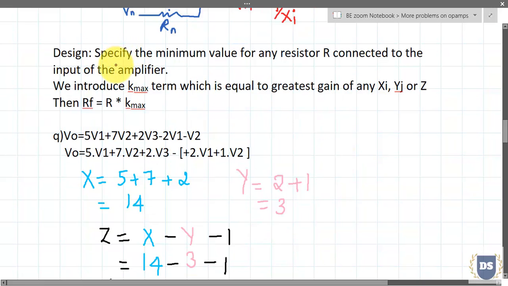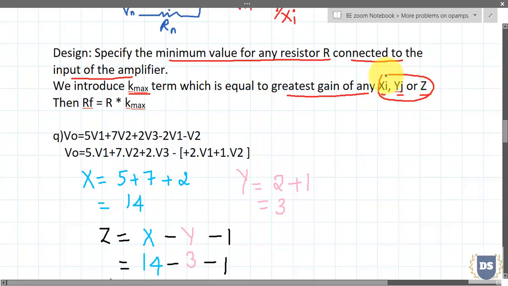And the design approach that we employ here is, we will specify the minimum value for any resistor R connected to the input of the amplifier, and we introduce new terminology called Kmax, which is equal to the greatest gain of any Xi, Yj or Z. So whichever is greater out of all the three, we will assign that value to Kmax. Then Rf is given as R into Kmax, where R will be the value that we can assume, and Kmax is the greatest gain out of Xi, Yj or Z. So whichever is greatest out of Xi, Yj or Z, we will make use of that value in place of Kmax.